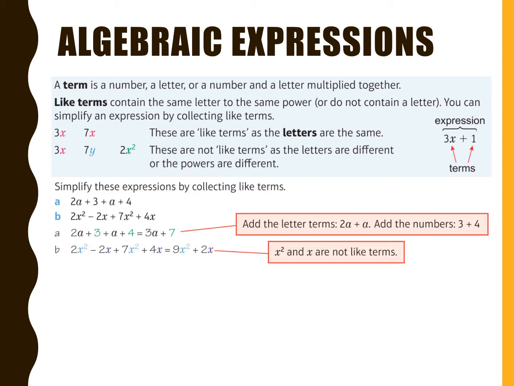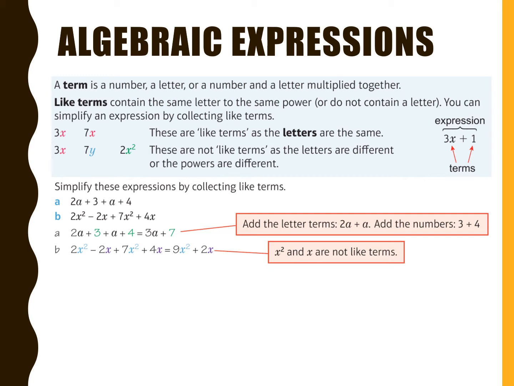If we were to simplify these expressions by collecting like terms, so if you were given this question and you're asked to simplify, this is what you do. So you add the like terms, 2a plus a, that gives you 3a, and then 3 plus 4, that gives you 7. You can also do the same when it's different powers.